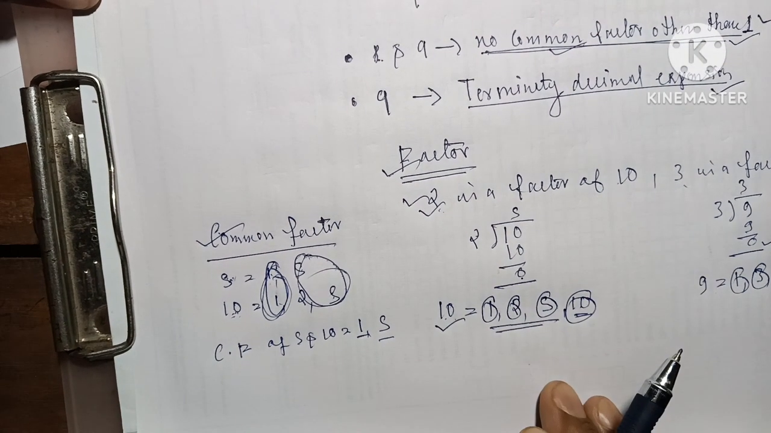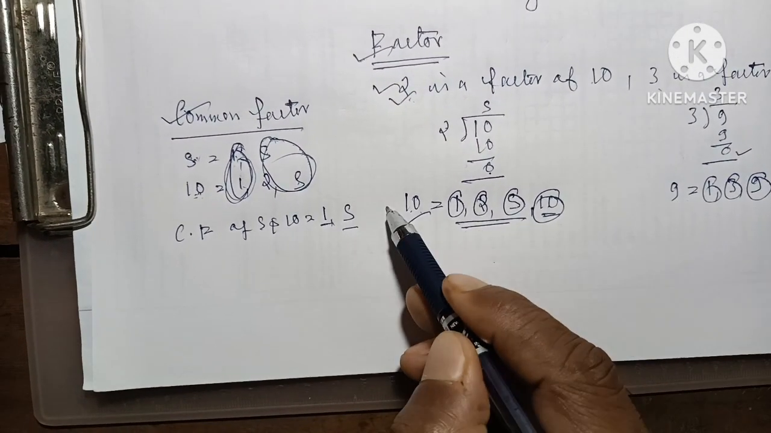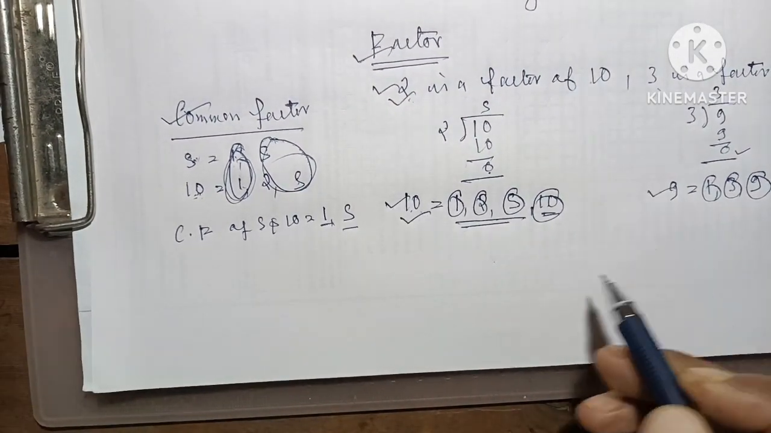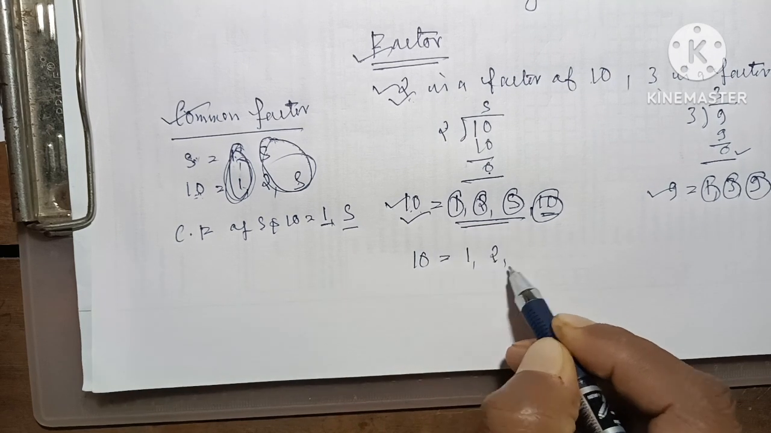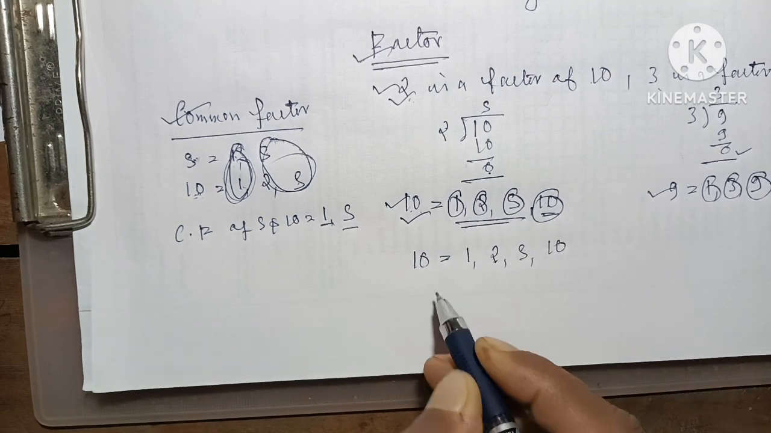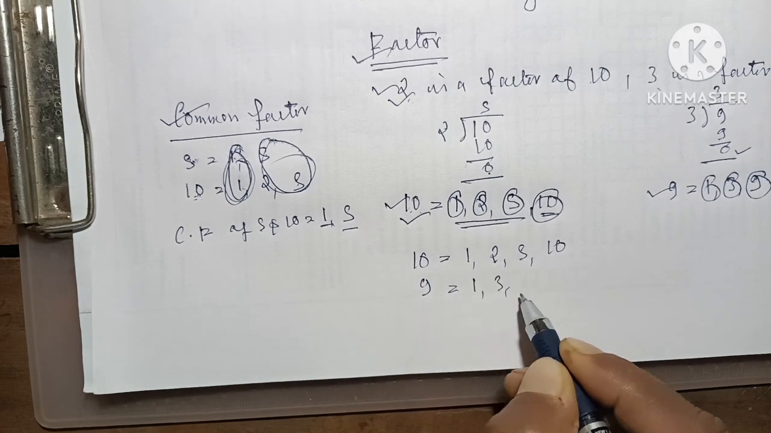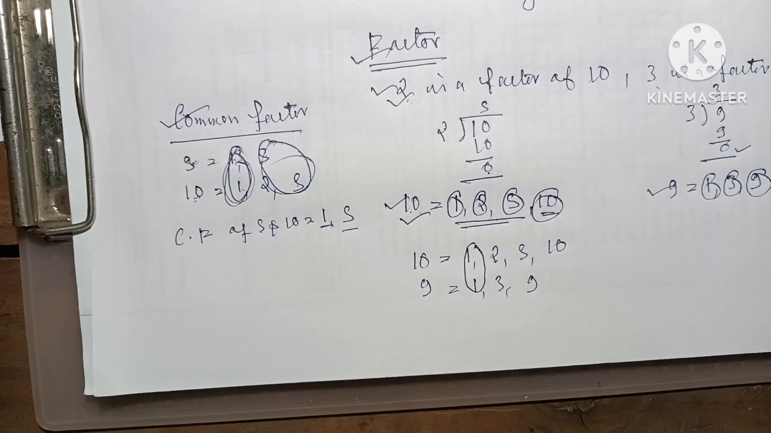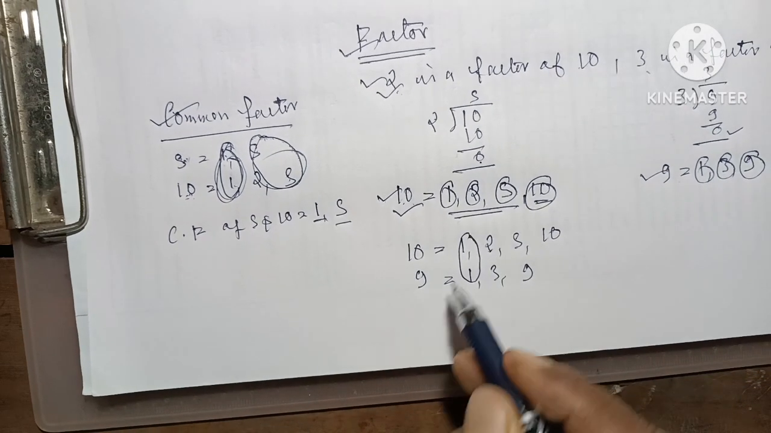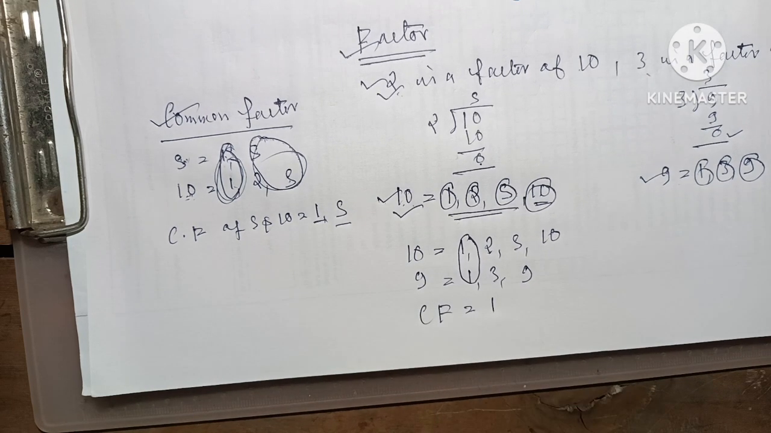Just like, take one example. Let's see, one example is here: we take 10 and 9. The factors of 10 are 1, 2, 5 and 10. The factors of 9 are 1, 3 and 9. Both numbers have only 1 as the common factor. Their common factor is only 1.